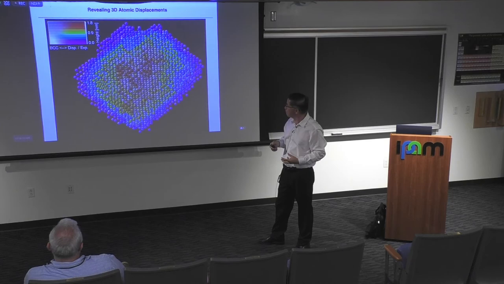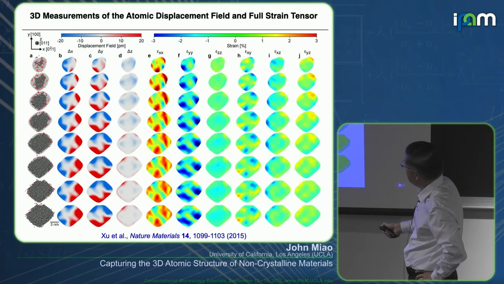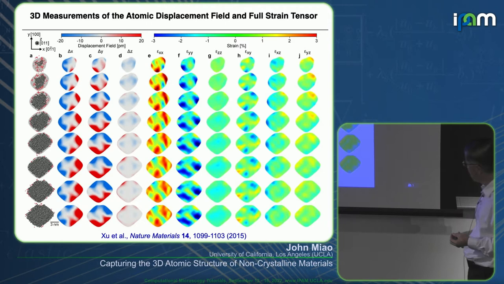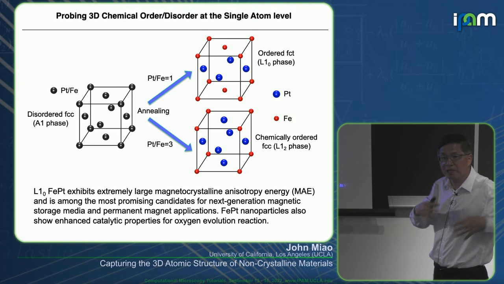And we did the full strain tensor. This is a displacement. You can see positive corresponds to going in this direction. So the x direction is stretched and the vertical direction is actually compressed. So we can map out all the strain tensors of these samples. And now we try to move one step further. We want to see some disorder.